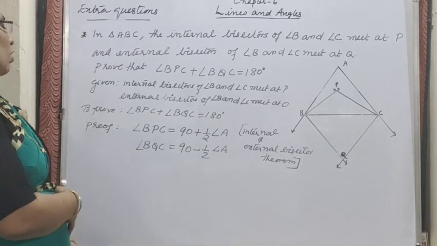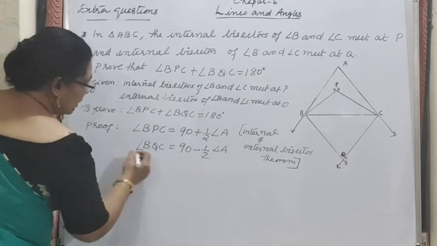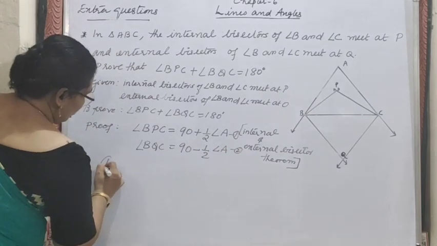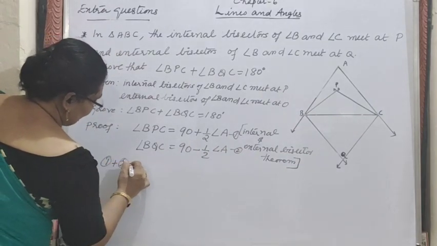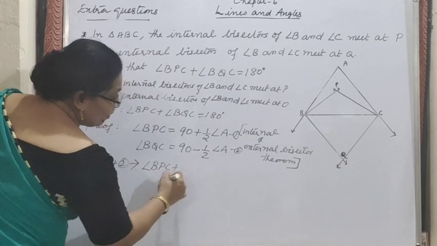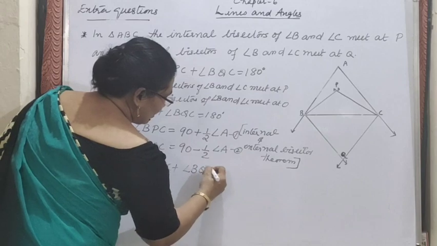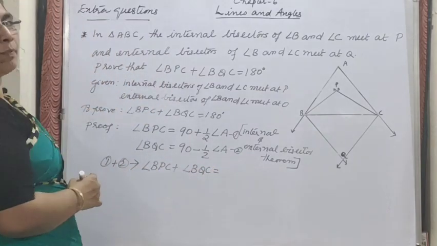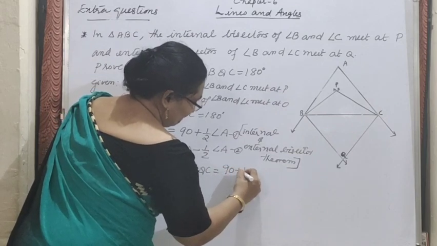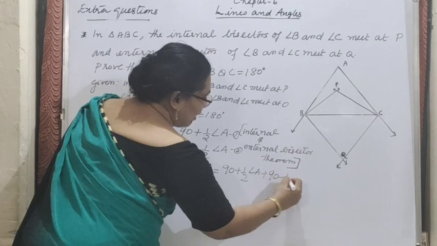So BPC we got, BQC we got. Now we have to add only. So we are adding the equations. Let me get 1 and this is 2. So 1 plus 2 gives angle BPC plus angle BQC, that is the left side, and 90 plus half A plus 90 minus half A.